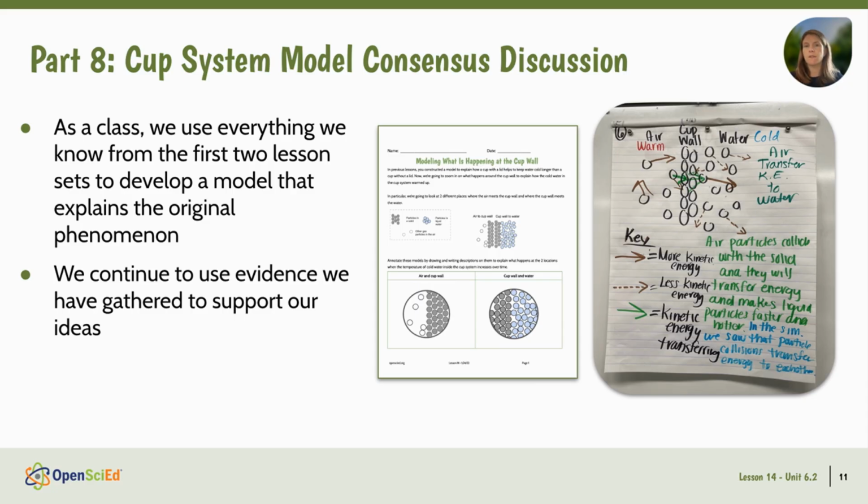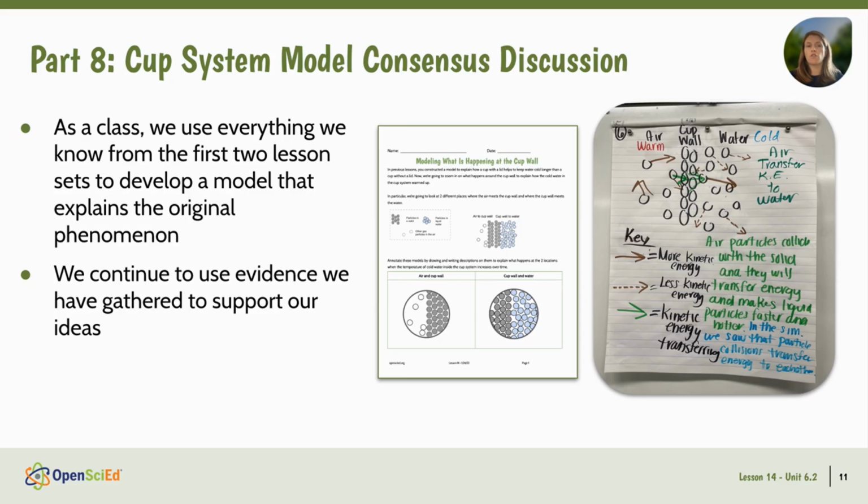In part 8 of this lesson, we meet again in a science circle, and the goal is to use everything we know from the first 2 lesson sets to develop a model that explains the original phenomenon. Before the circle, students have time to generate ideas individually using this worksheet you can see on the screen, and I would give them time to discuss it in pairs or groups before or during the circle as well. Then, as a class, we create this model.